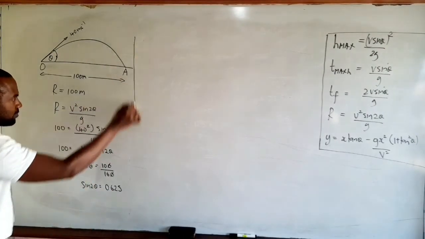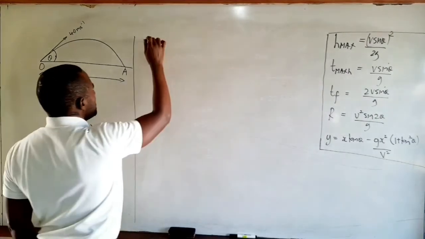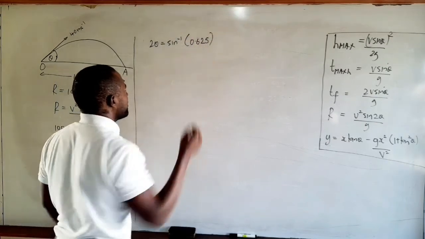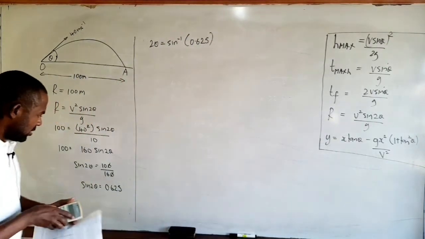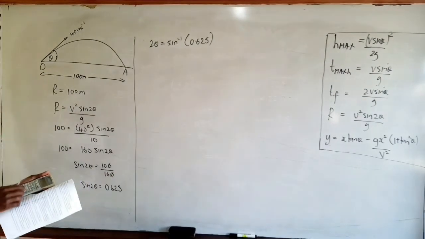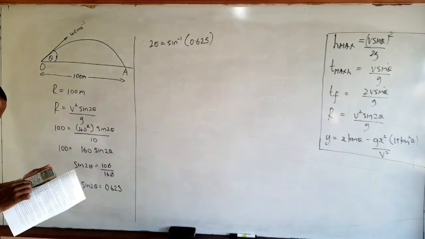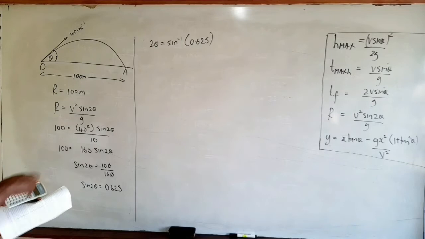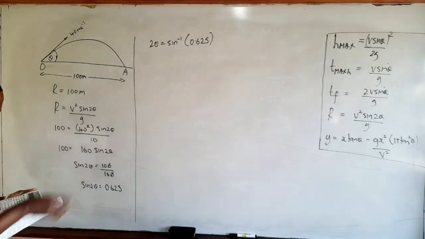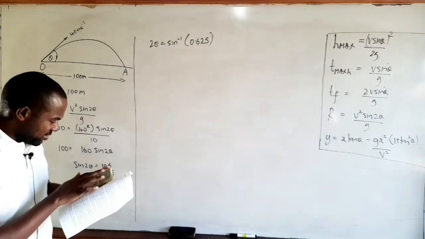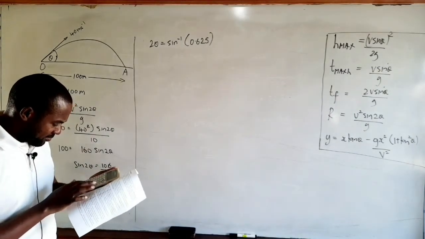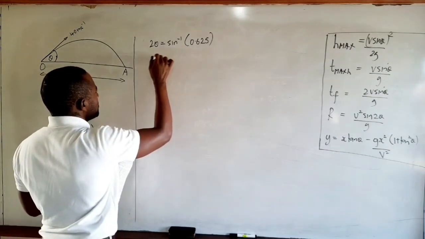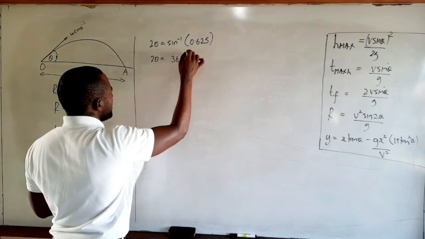Good? Then we say that 2 theta is equal to the sine inverse of 0.625. And we go to our calculator. Let me just check my math there to see that is correct. So 10 divided by 16 is 0.625. So 40 squared, that is 1600 divided by 10, 160. Right, so 0.625. So sine inverse of 0.625 equals 38.9 degrees. 2 theta equals 38.9 degrees.